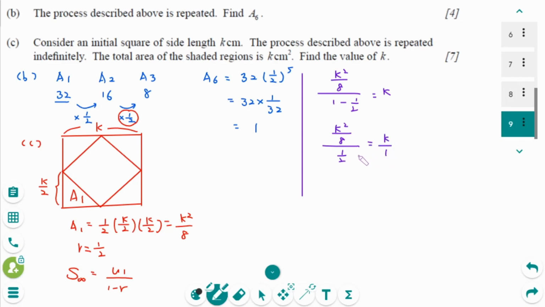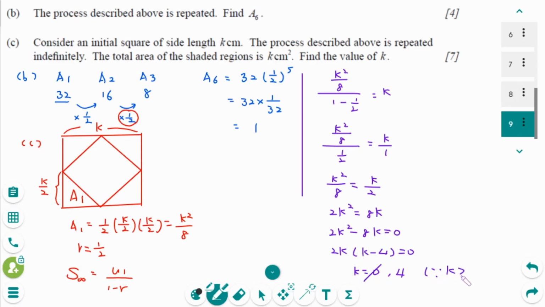Make the fraction, then cross multiply. k squared over 8 equals k over 2. Then cross multiply again. 2k squared equals 8k. Then 2k squared minus 8k equals 0. Then factor. 2k times k minus 4 equals 0. So k equals 0 or 4. But k cannot be 0 because k is greater than 0. So k equals 4.